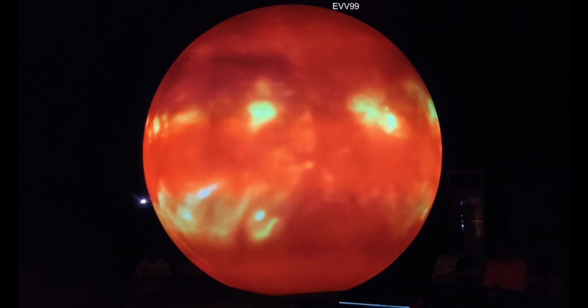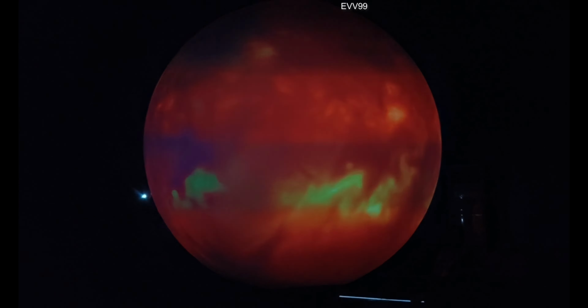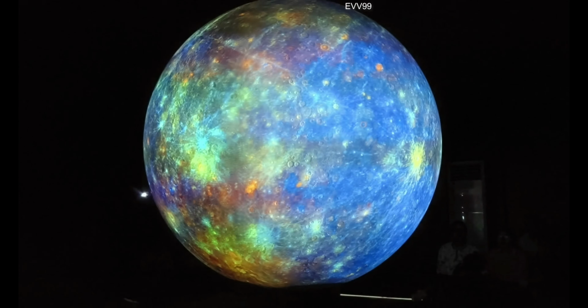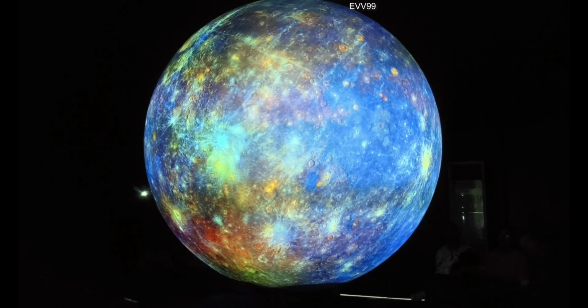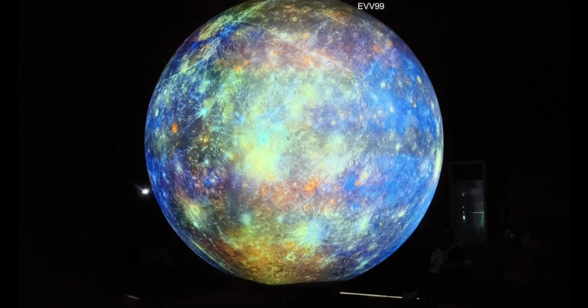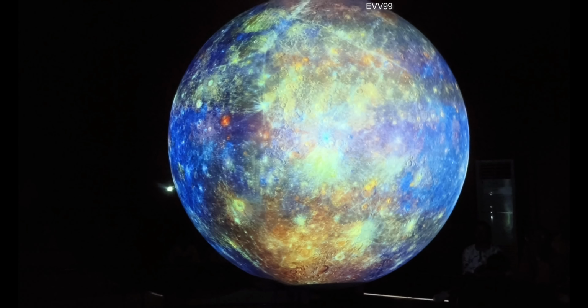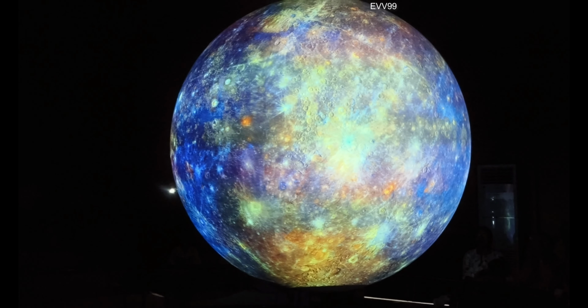Now moving on to the closest planet to the sun, and that is Mercury. Is it the hottest planet also because we are getting heat from the sun? No. So why is Mercury not the hottest?